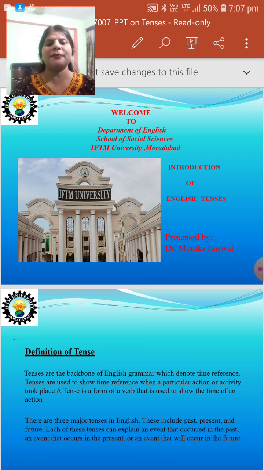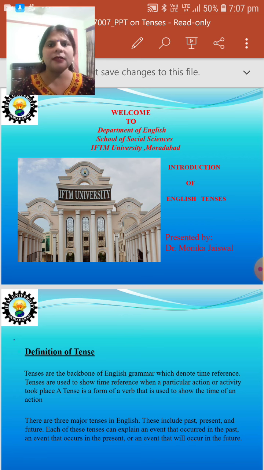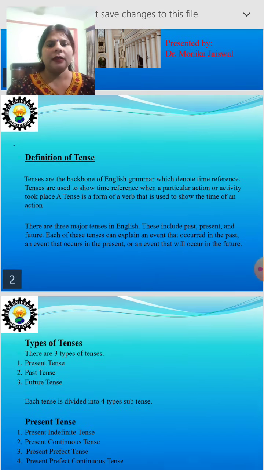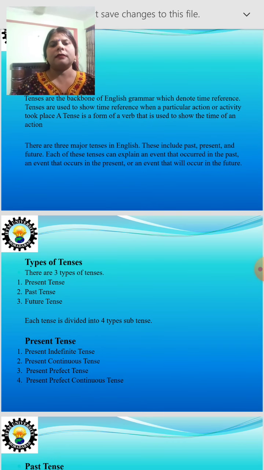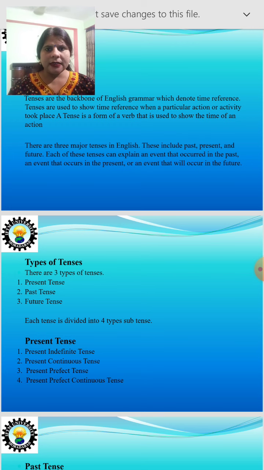And there are three major types of tenses in English grammar, and these include present tense, past tense, and future tense. Each of the tenses explains an event that occurred in the past, an event that occurs in the present, or an event that will occur in the future. And these three types of tenses are present tense, past tense, and future tense.